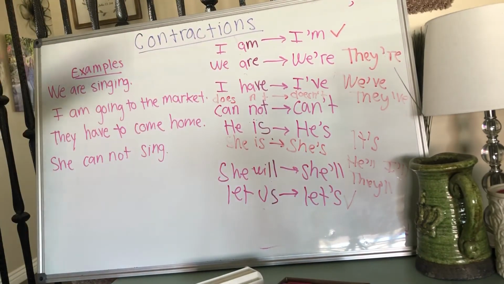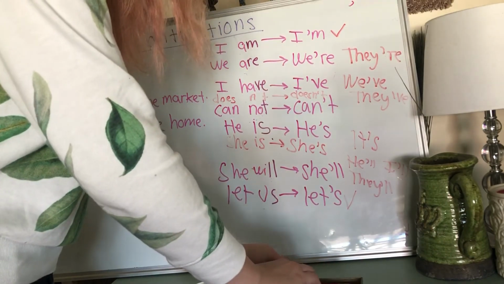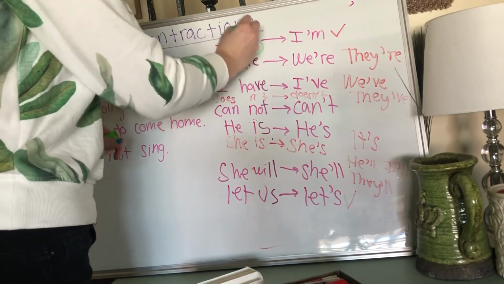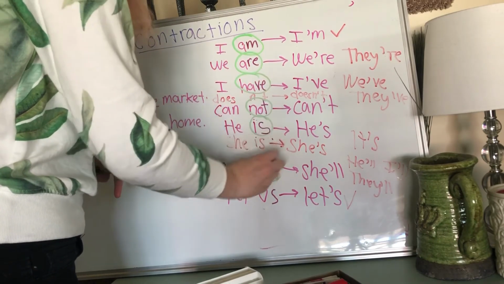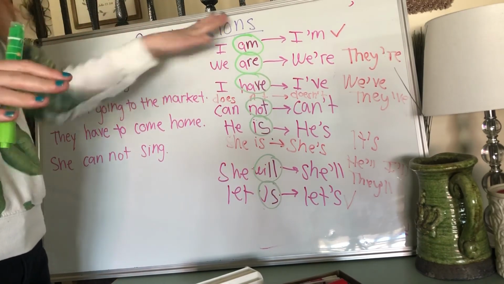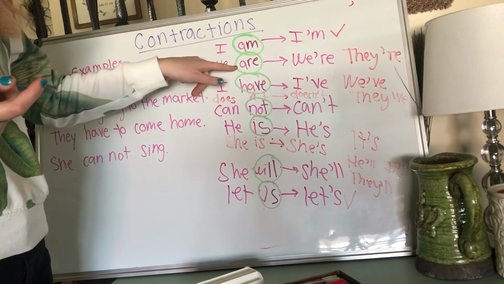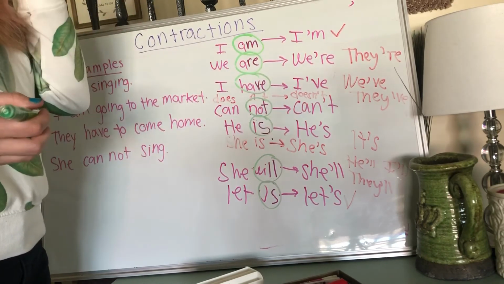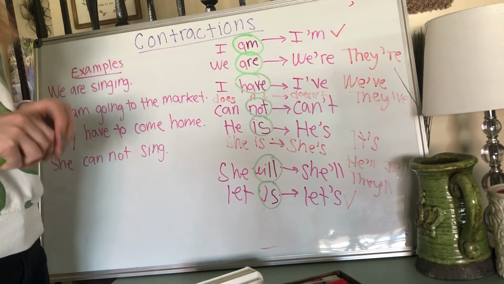Okay, so now I would have your students copy these examples down, because these words, I'm going to go through and circle them. These words are the only words we'll be learning: am, are, have, not, is, will, and us. There are other words that can do contractions, but in third grade, you only need to know these words. So have your students practice contracting these words with all of these different subjects: I, we, they, he, she, it, let, can, does. These can all go together.